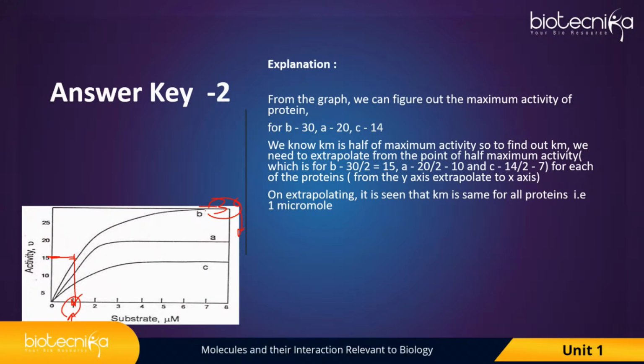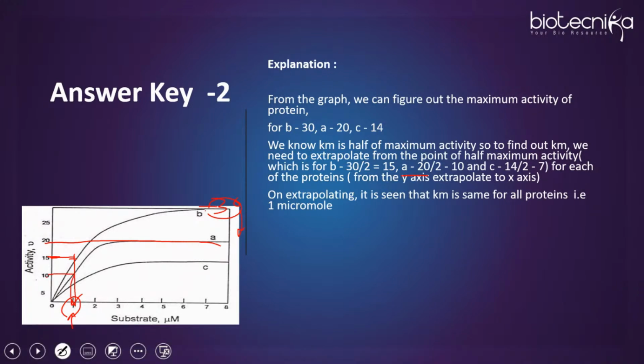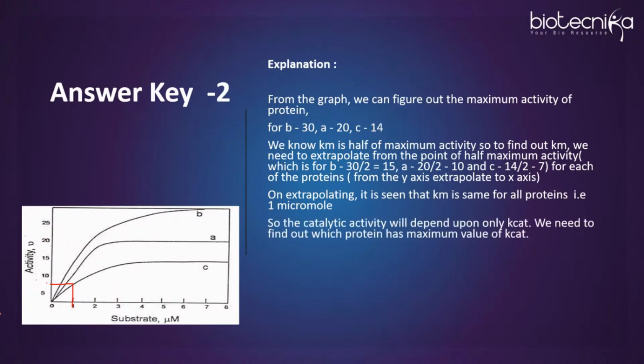1. Let's see what it is for A. A has a maximum velocity of 20. So to reach half of that, that is 10, touch the A line and bring it down. That is also 1. And even for C, the maximum velocity is 14. 14 by 2 is 7. From there also, if you touch the C line and bring it down, it will be 1. That means all of them have the same Km. Km is the same for all the proteins.